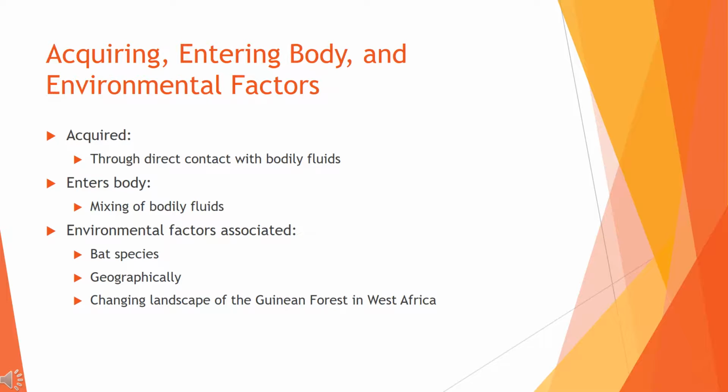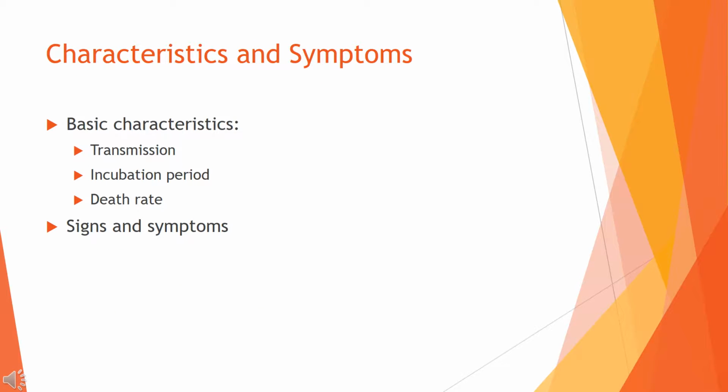In terms of being acquired, the Ebola virus is spread through direct contact with blood or other bodily fluids, such as feces or vomit, of infected persons, including close contact with deceased Ebola victims, which are highly infectious. Humans typically are infected with Ebola either through contact with bodily fluids of infected animals or humans, caring for patients, or preparing the deceased for burial. Some of the environmental factors associated with Ebola are bat species, geographics, and the changing of landscapes. Ebola is transmitted through direct contact with bodily fluids. Ebola can only be transmitted when symptoms are present.